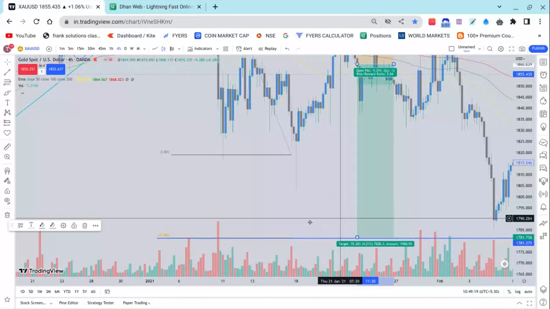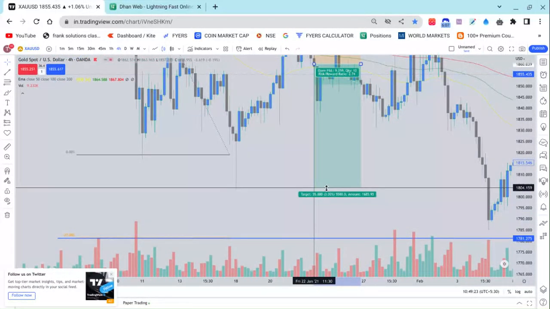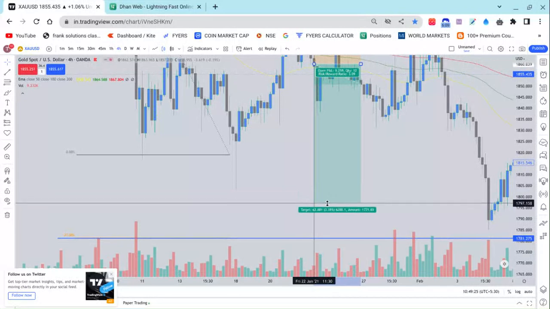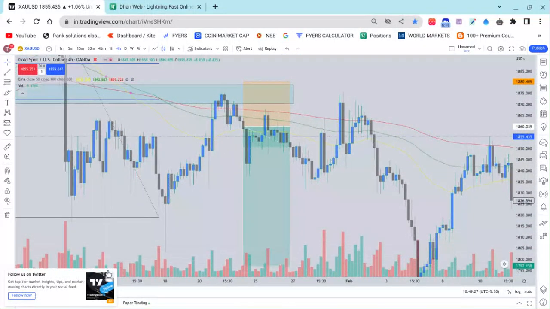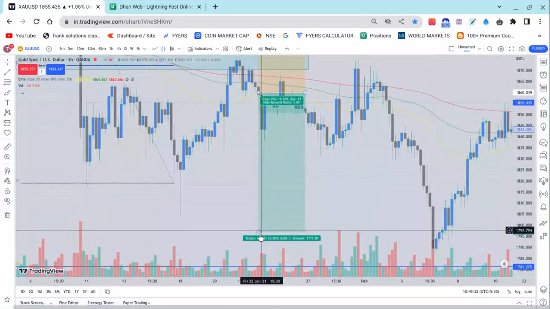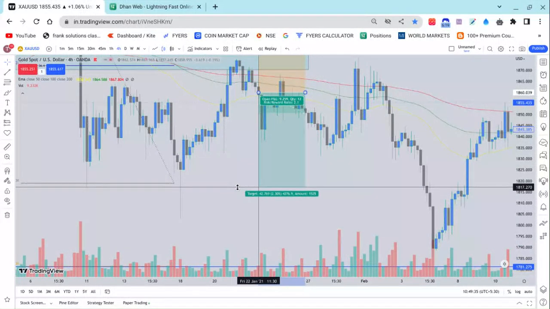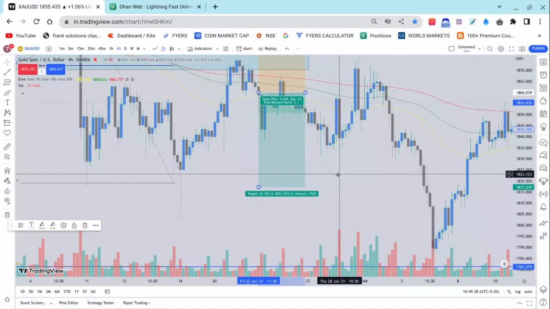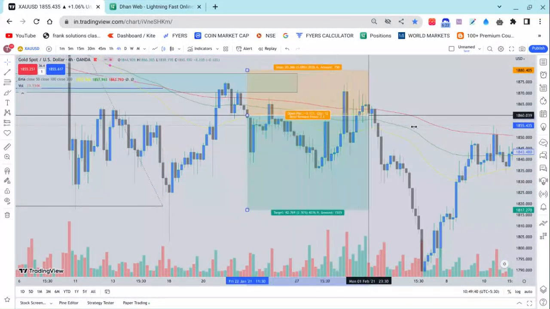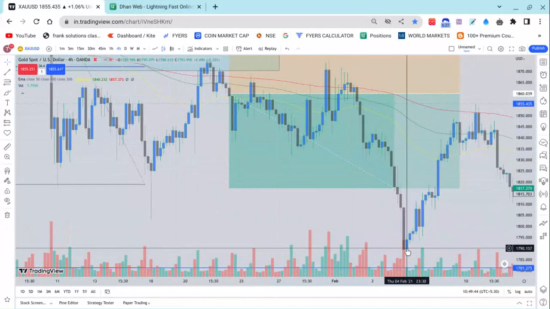So it is more than a 1:3 ratio, so I will adjust it to 1:3. Wait a minute, this is a 1:3. Okay, so as I told you, on a 1:2 we will exit 50% of the quantity. Here's the 1:2. Here we will exit the 50% quantity, and the other 50% we will hold for that 1:3.